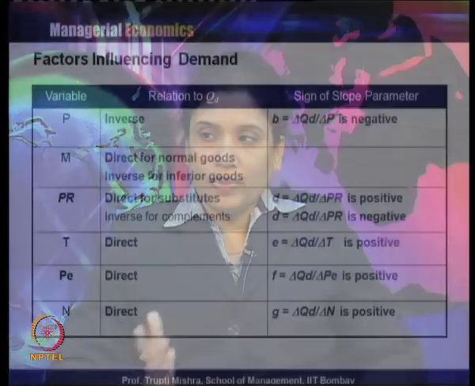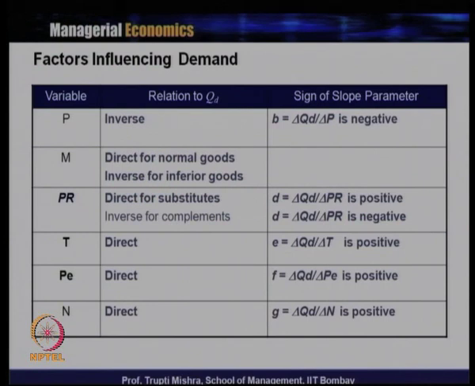And the last factor which influences the quantity demanded is the number of consumers in the market. If the number of consumers is more, the quantity demanded is going to be more, because more consumers demand this product, and if it is less, then generally the quantity demanded is less.